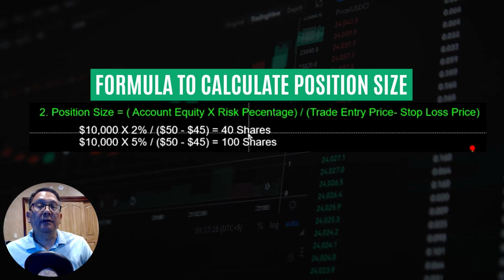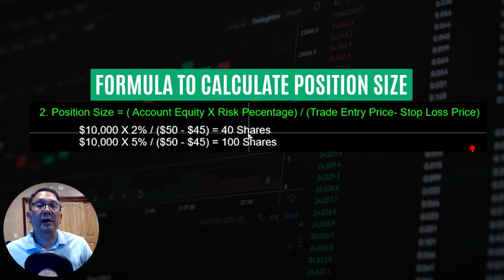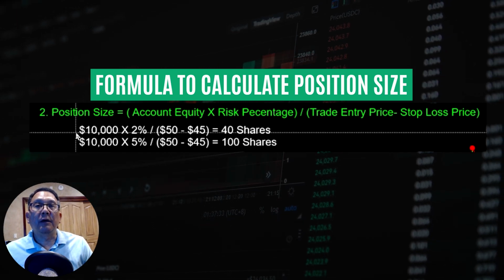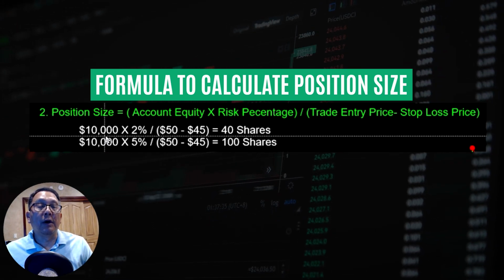So the important thing is you have to buy the amount of shares equivalent to the amount of equity that you have, so that you don't blow up your account.